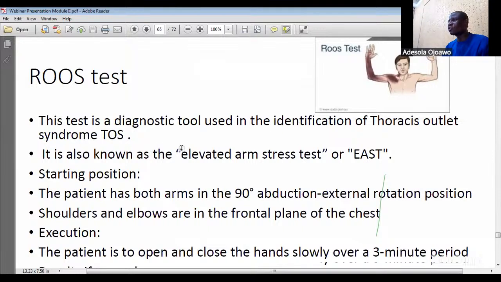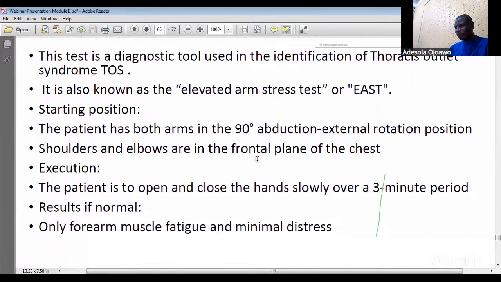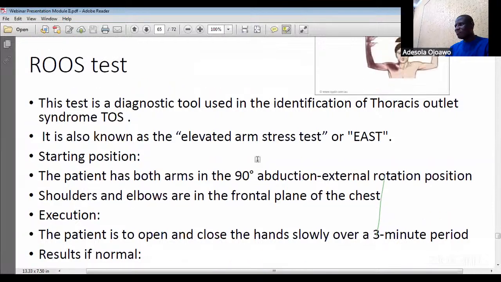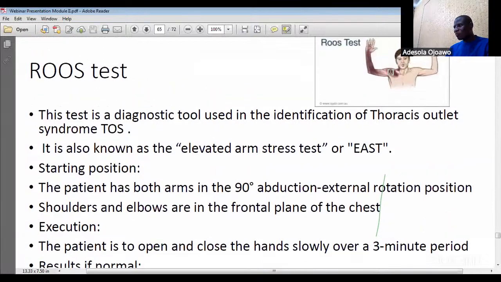You tell the patient to lift up the two upper limbs. The patient abducts the shoulder to 90 degrees, with the elbow flexed to 90 degrees, and holds it there for some period of time, maybe 10 seconds or thereabout. Then there will be pain from the hand, possibly back to the shoulder joint. You call it the Roos test. The test is used to identify thoracic outlet syndrome. It's also known as the elevated arm stress test.